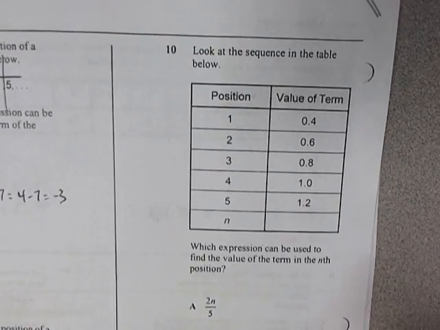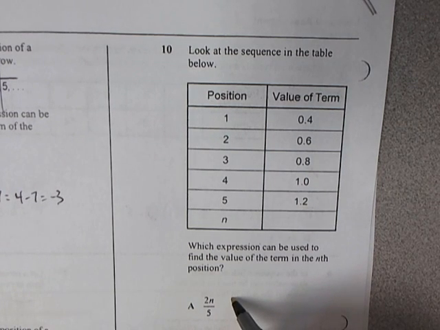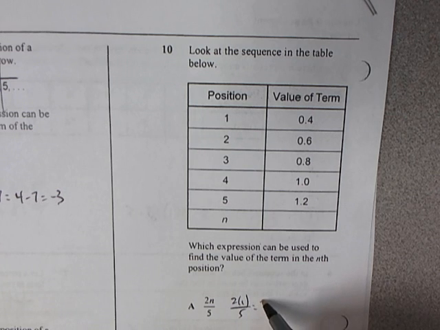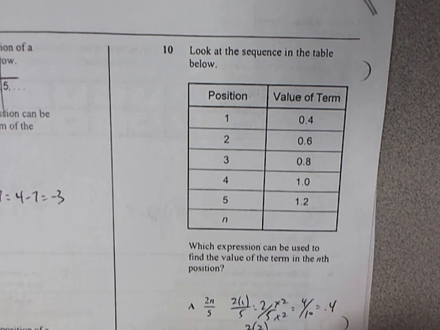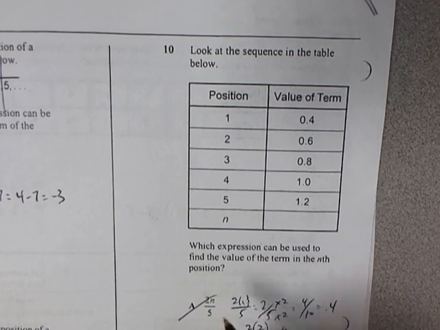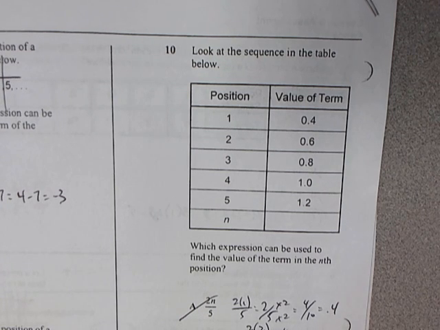Last problem, number 10. Let's substitute position 1. 2 times 1 is 2, which is 2/5. And I can multiply by 2 to get 4/10, which equals 0.4. So A checks out. Let's plug in one more position. Let's plug in position 2. I get 2 times 2 divided by 5 equals 4/5. So it can't be A, and we'll come back to this in just a minute.